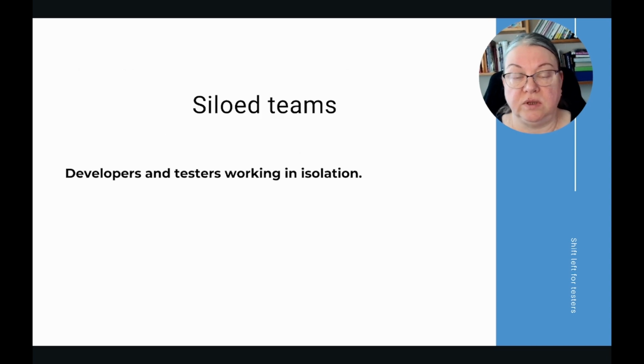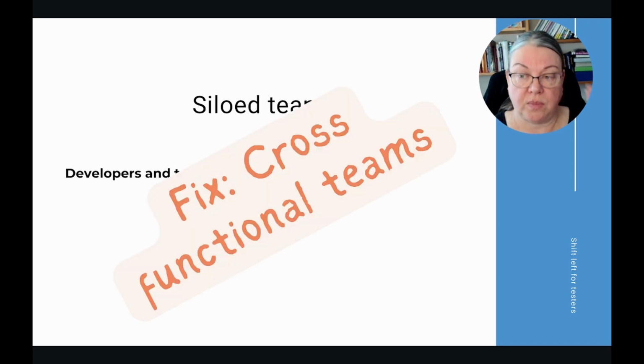Developers and quality advocates working in isolation is a major roadblock to shift left. Effective collaboration and communication are essential for catching issues early and building quality into the software from the start. We fix that by creating cross-functional teams.